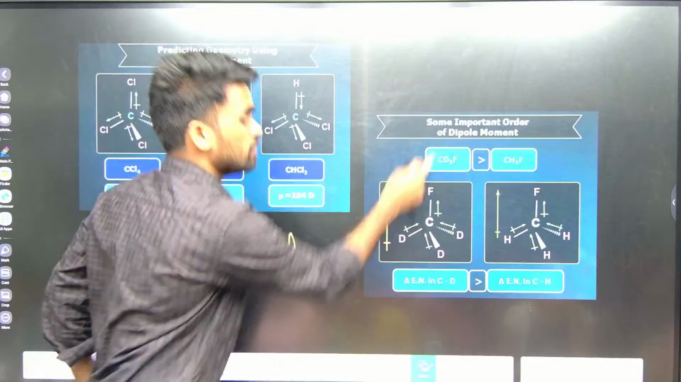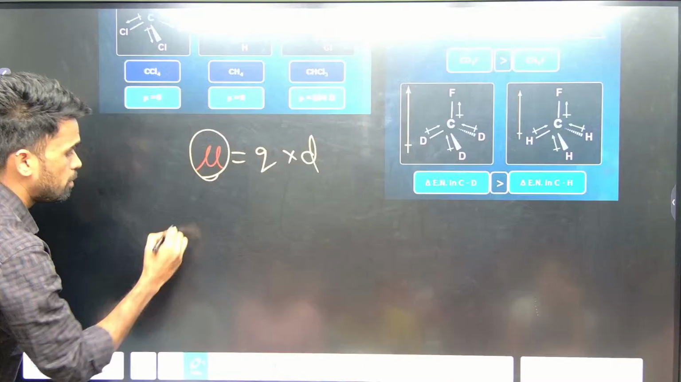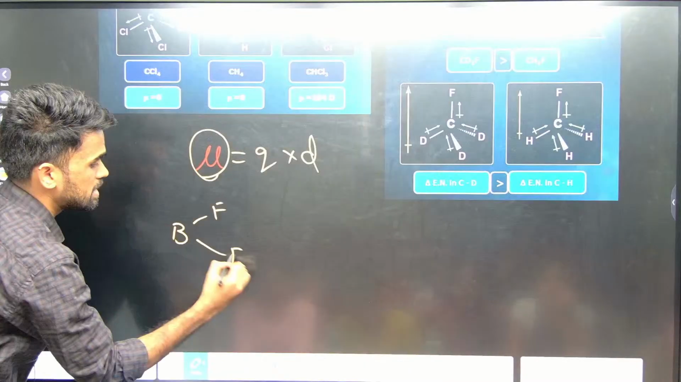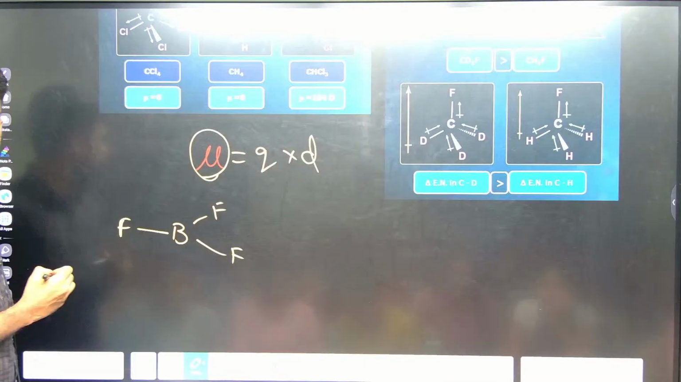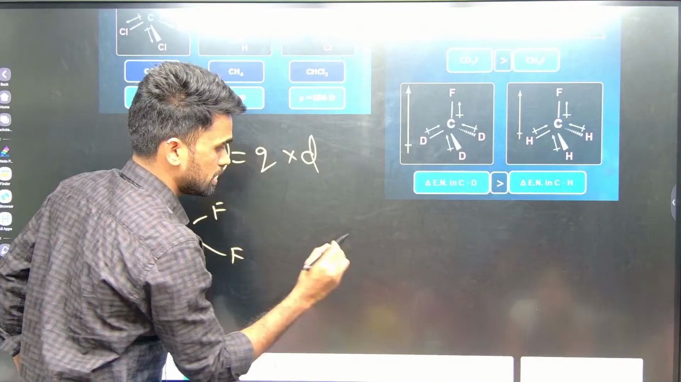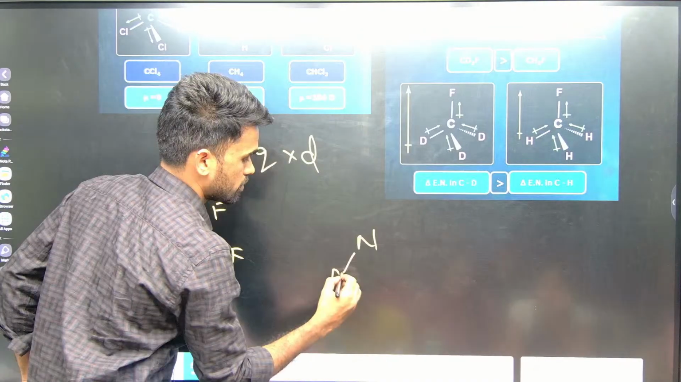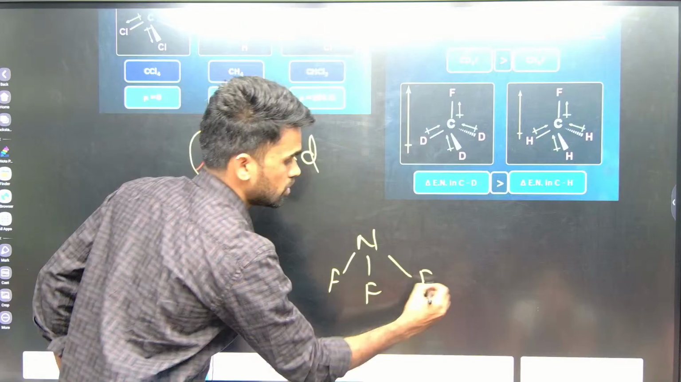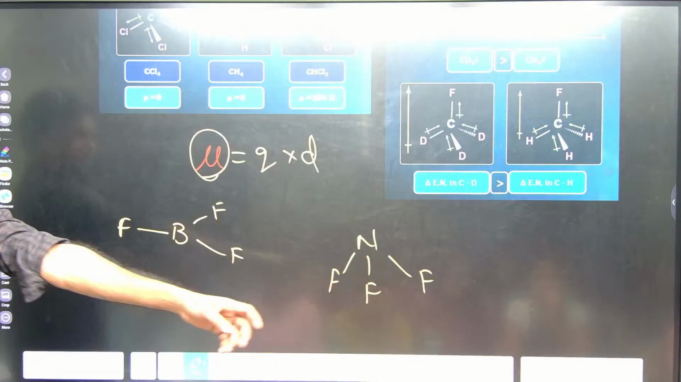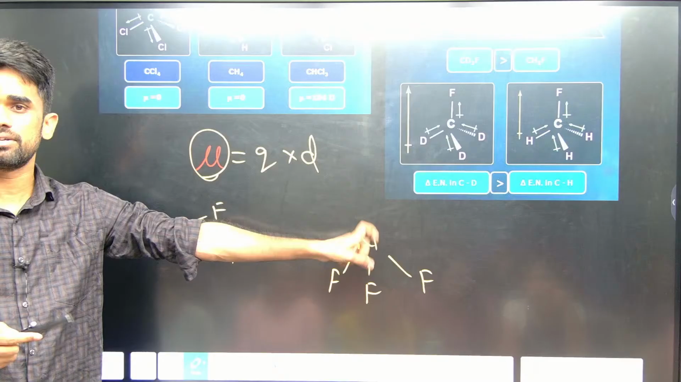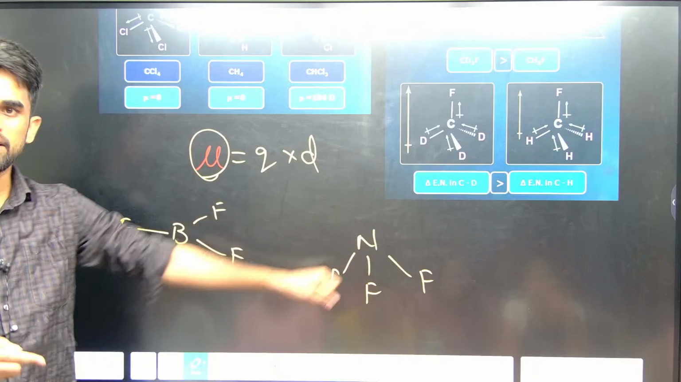See, they will give you two molecules. For example, BF3 they will say. So write its structure first. And the next one, you take anything like NF3, I am saying. NF3 means what is the hybridization? BF3 and NF3, what is the hybridization here? SP3. So it means one lone pair is there here.